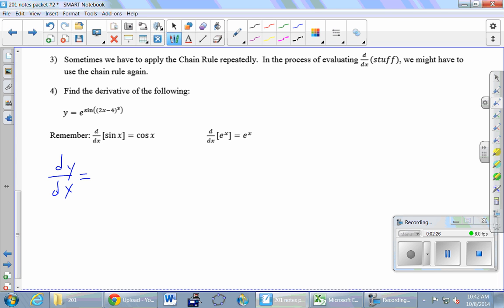Okay, so the main function that I'm looking at here is e to some stuff. And according to our second fact here, what's the derivative of e to some stuff? It's just e to that stuff. So we're going to copy e to the stuff. The derivative of e to the x is just e to the x. So the derivative of e to this complicated thing is just e to that same complicated thing. But then times the derivative of the stuff. What's the stuff at this moment? There's that sine.